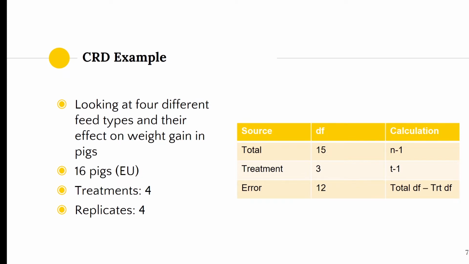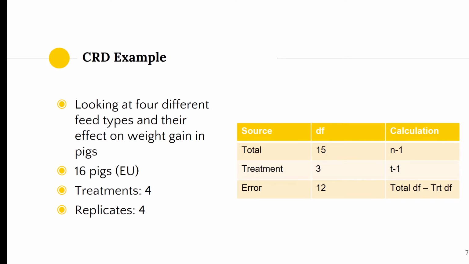So df is shorthand for degrees of freedom. When we look at the total degrees of freedom, it's our total sample size, or experimental unit number, minus 1. So total degrees of freedom is 15. And we partition these degrees of freedom between our treatments and our error sources of variation.